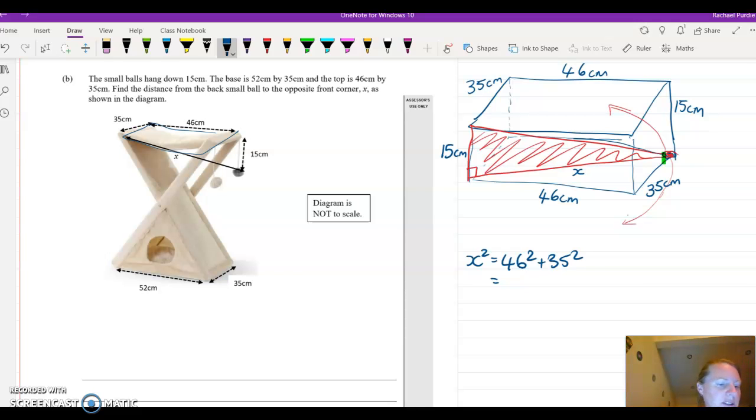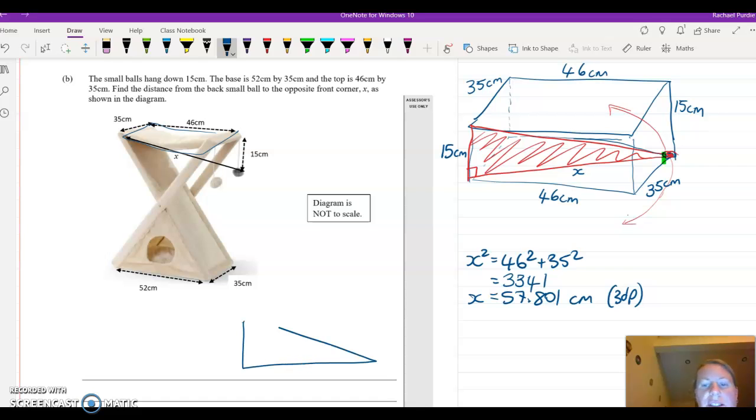I'll use my calculator. I was just going to cheat and look at the answers. Hang on. All right, so that makes 3,341. So x is the square root of that, which is 57.801 centimetres. So three decimal places there. Lovely. We've now worked out that x, that length along the bottom of our triangle that we are interested in, is 57.801 centimetres.